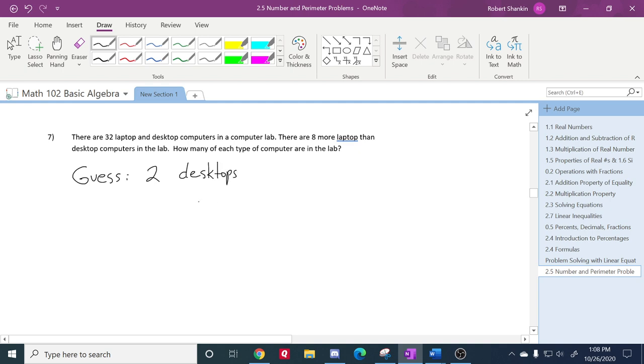Now it's kind of handy to pick this one on the desktops. If I'd have picked 2 laptops and there were 8 more laptops, then the other would have to be a negative number. It wouldn't make sense. All right. So if my guess is a ridiculously small number, 2 desktops, then there's going to be 8 more than that. Then there's 10 laptops.